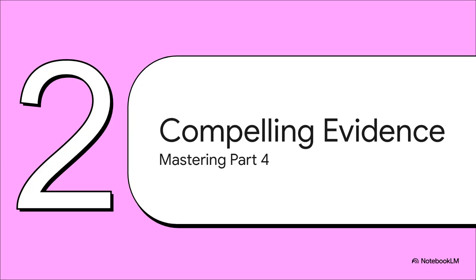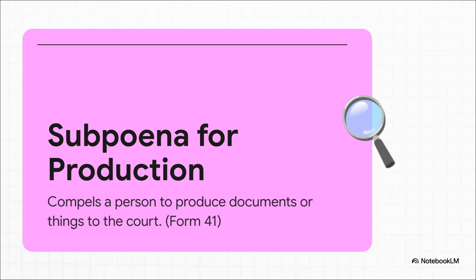So you figured out your default evidence type. Great. But what happens when the smoking gun, that crucial document, or that key witness is in someone else's hands? Well, that's when you use the power of the court under Part 4 of the UCPR, which is all about subpoenas. The one you'll probably use most is the subpoena for production. This is on a Form 41. This is how you get a bank to hand over financial statements, or how you get a hospital to produce medical records. It forces them to bring documents or things directly to the court.